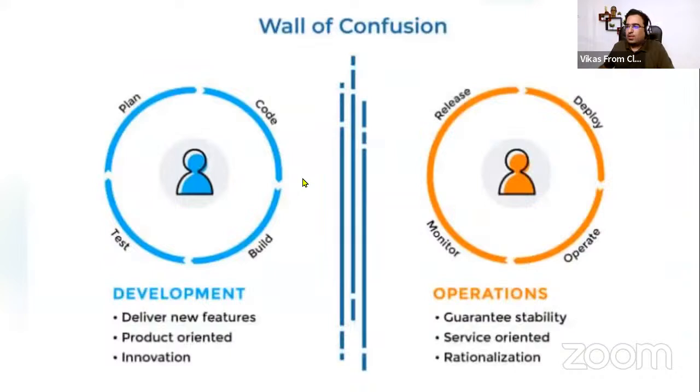As we know, development people have their own roles and responsibilities, and operation people have their own roles and responsibilities. On the development side, testing, planning, coding, and building are their main focus areas. On the operation side, releasing, deploying, operating, and monitoring are their main focus areas. They cannot do their work.